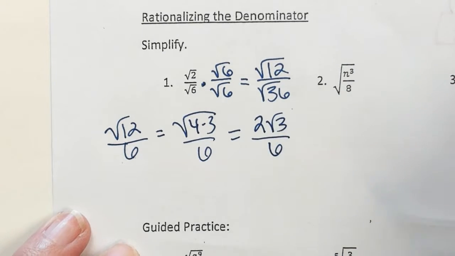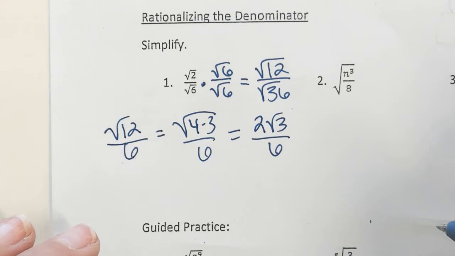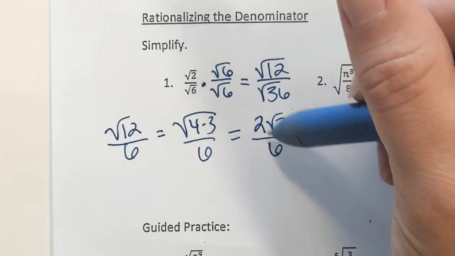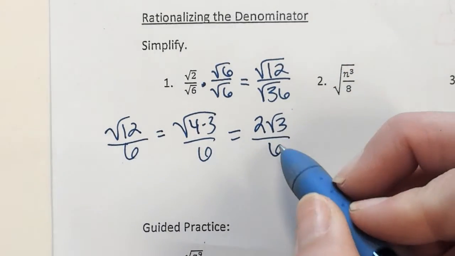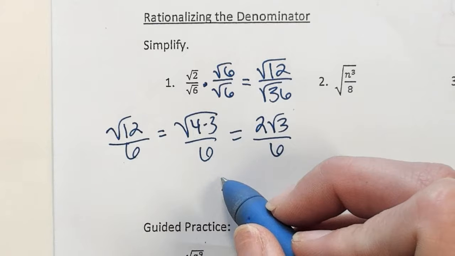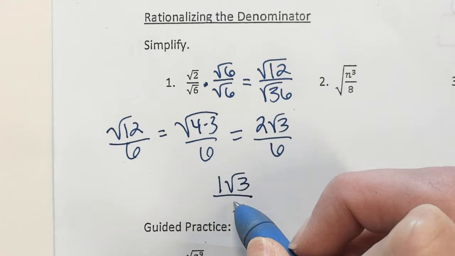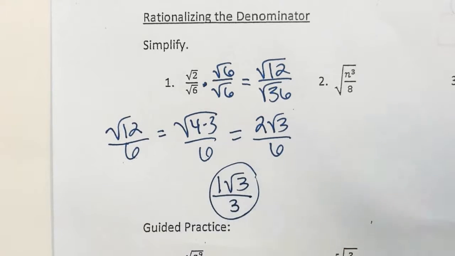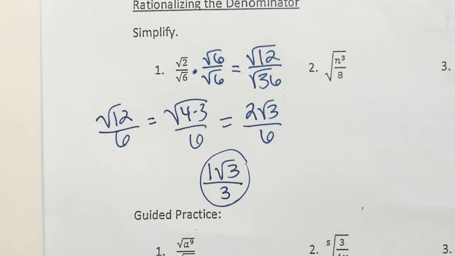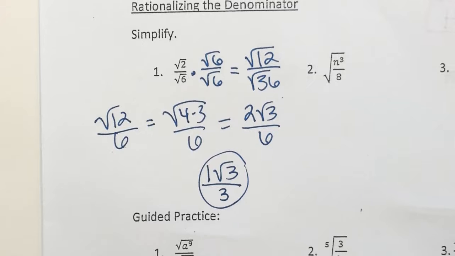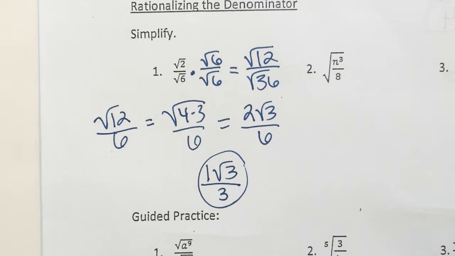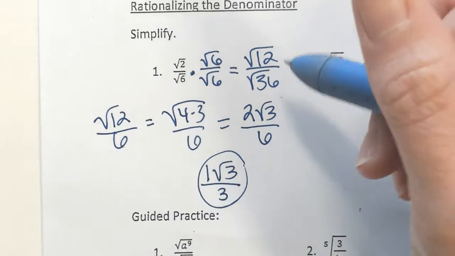Okay. Can we simplify? Yes, the outsides we can, right? We have 2 and 6. What can go into 2 and 6? Yes. So 1 up top, right? So 1 square root of 3. On bottom we'd have. Very good. Questions about that one? Cool. Alright, next one.